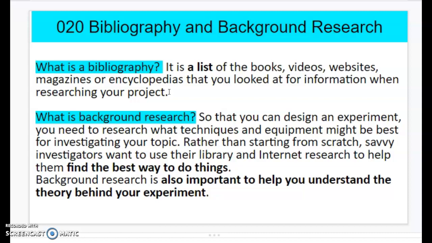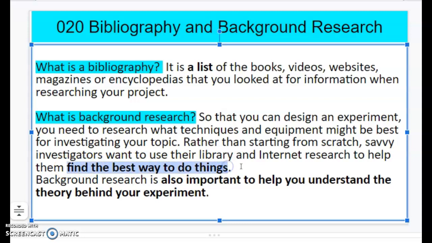The background research, there's a few reasons we do that. The first reason we do that for science fair is so that you can design an experiment in the best way possible. So rather than starting from scratch, a savvy investigator will use their library and internet to help them. Right? You want to find the best way to do things. A lot of you have already done that. You've found websites or videos that you're using, and they're giving you ideas about how you might do the science fair. So that's one purpose for background research.